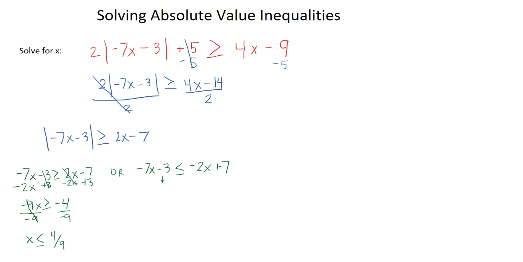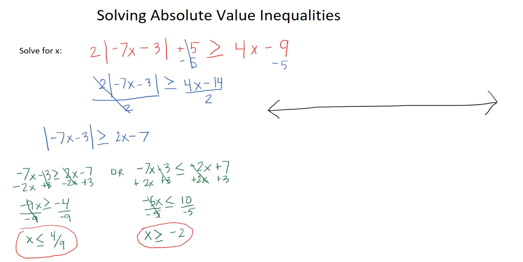And for this one, we'll do almost the same thing. Add 3 to both sides. We're going to add 2x to both sides. So negative 5x less than or equal to 10. Then we're going to divide by negative 5. And again, we're dividing by a negative number, so it's going to flip. Now it's going to be x greater than or equal to 10 divided by negative 5, which is negative 2.